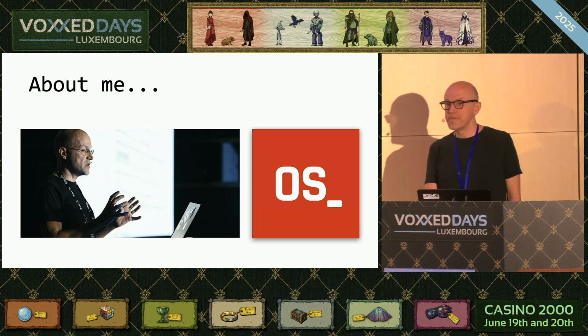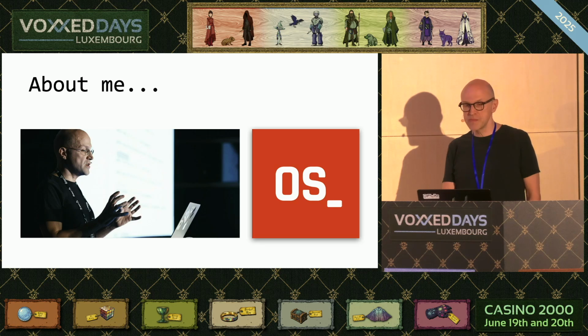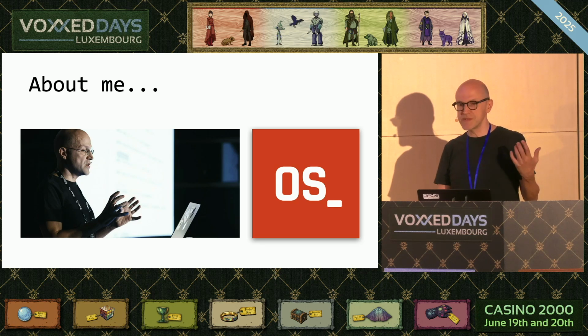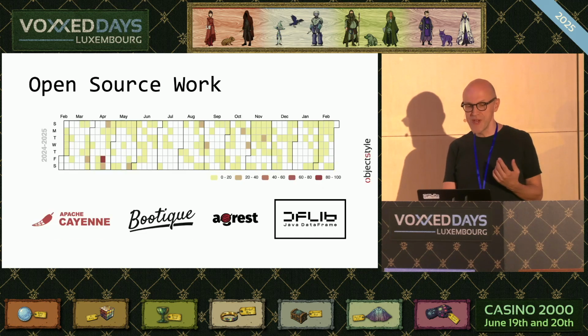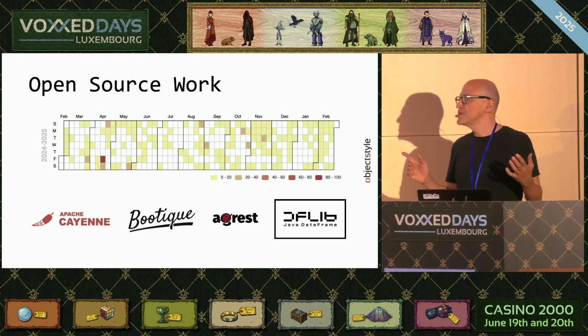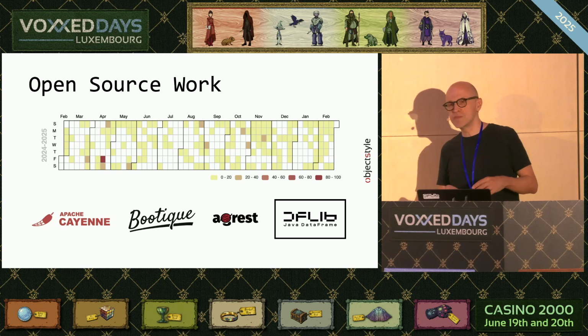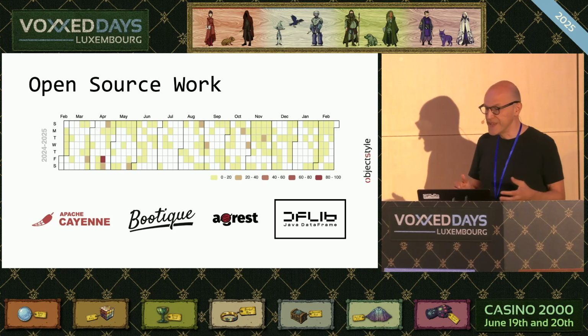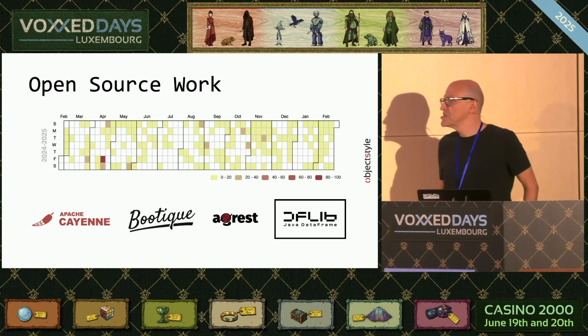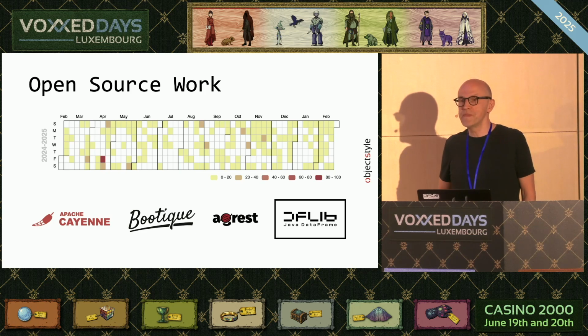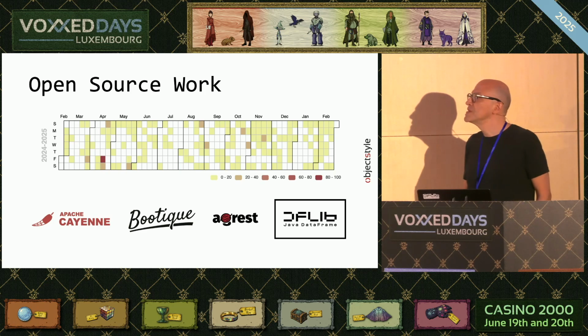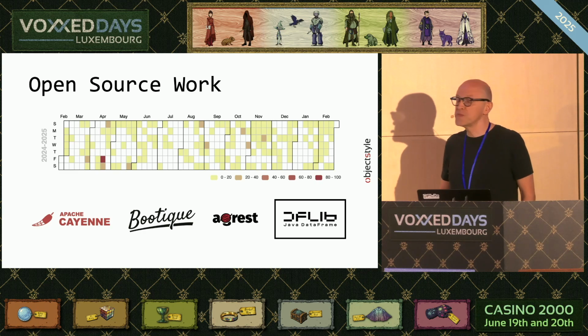I run this company called Object, but I am a Java developer at heart. I started working with Java in the late 90s, and I do a lot of open source work. So these are my open source projects. Unfortunately, there's not enough time to even introduce them properly, but one of them is DFlib, which we'll be talking about today.